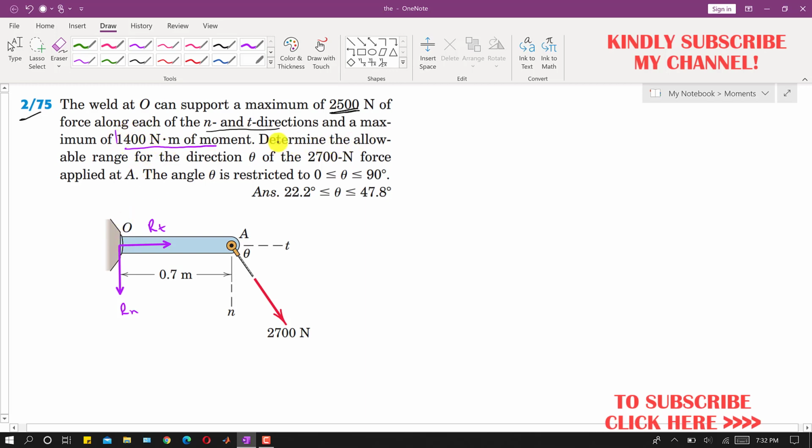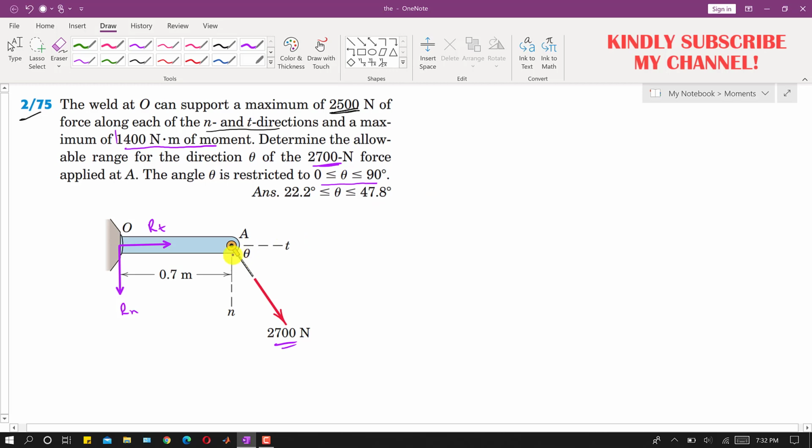So it is said that determine the allowable range for the direction theta of the 2700 Newton force, right? So this whole system is subjected to this 2700 Newton force, so we are required to find this theta for these given ranges, for these given maximum conditions. And it is said that the angle is restricted to this range, so the angle is between 0 to 90 degrees.